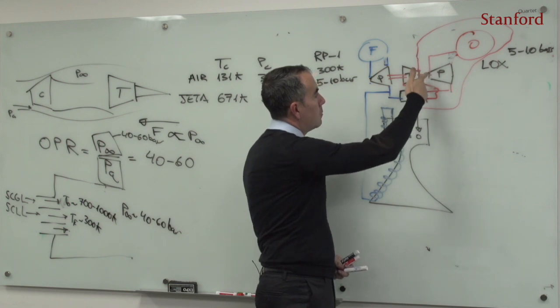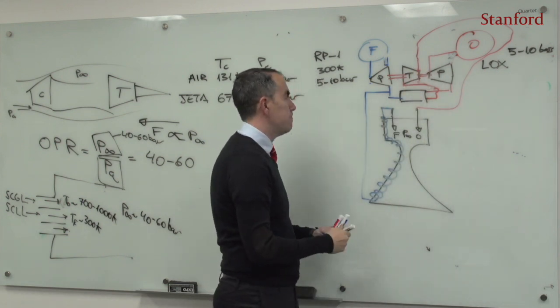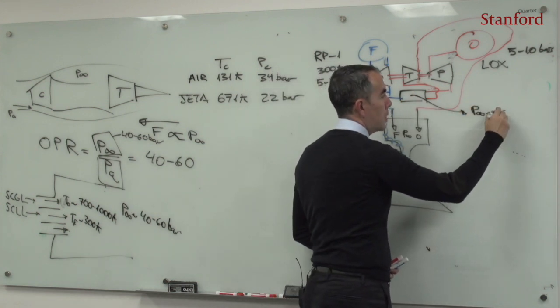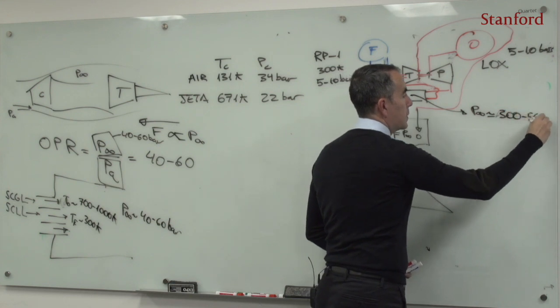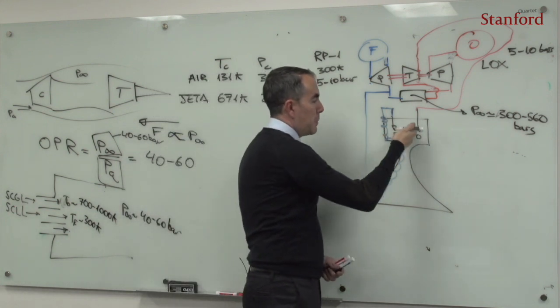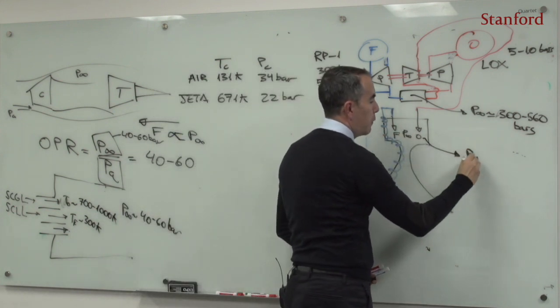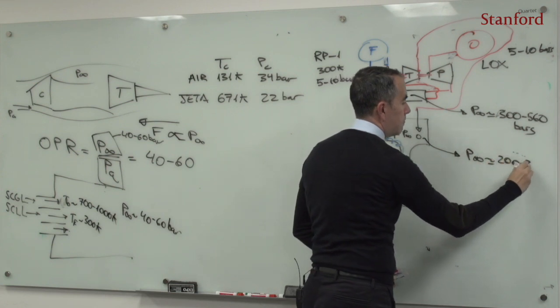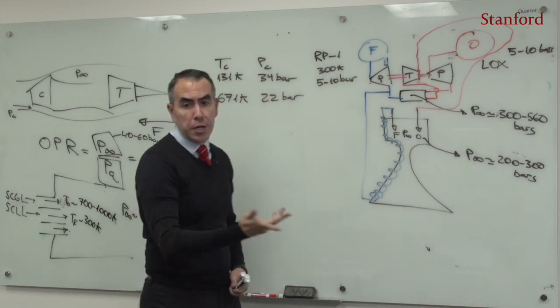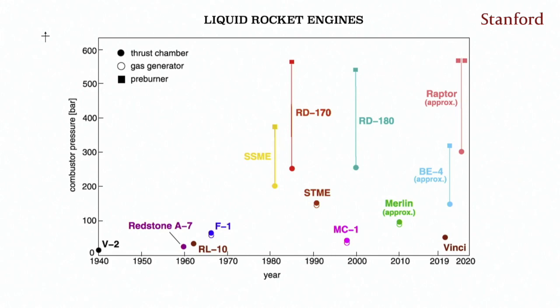So here, this pre-burner that you see has pressures of the order of 300 to 560 bars. And the main thrust chamber develops pressures of the order of 200 to 300 bars. Those are very high pressures, all right? And those pressures are increasing with time. If I look at this chart, as time goes by the pressures are increasing, and you see there the pressures of Raptor and BE4 are very high.